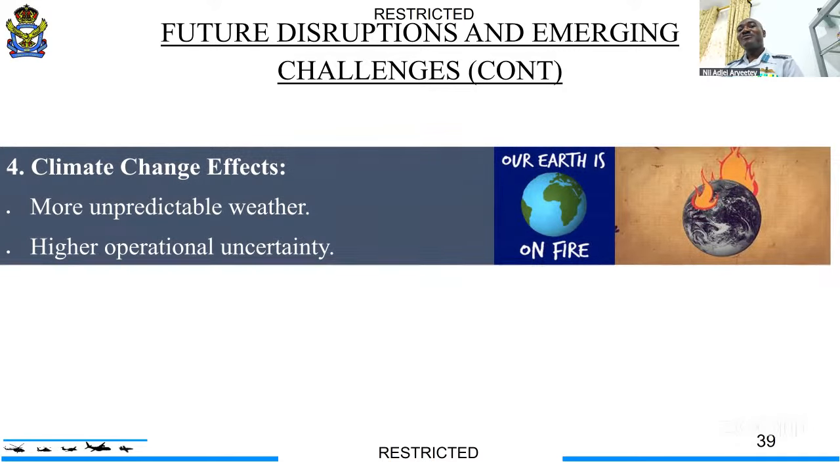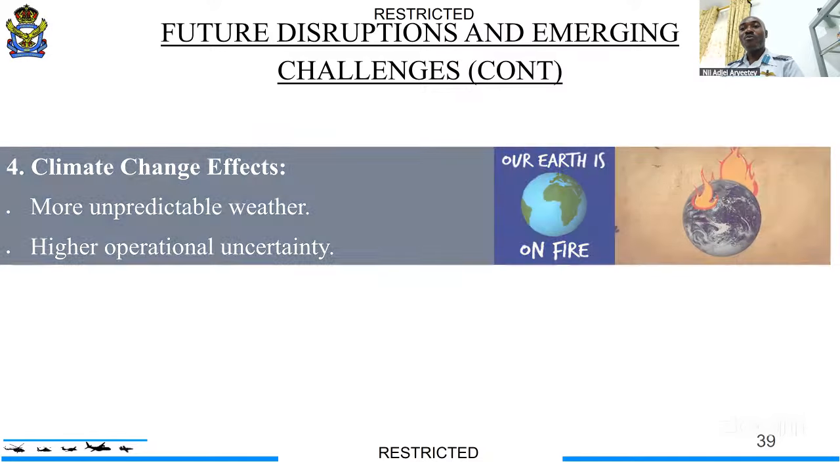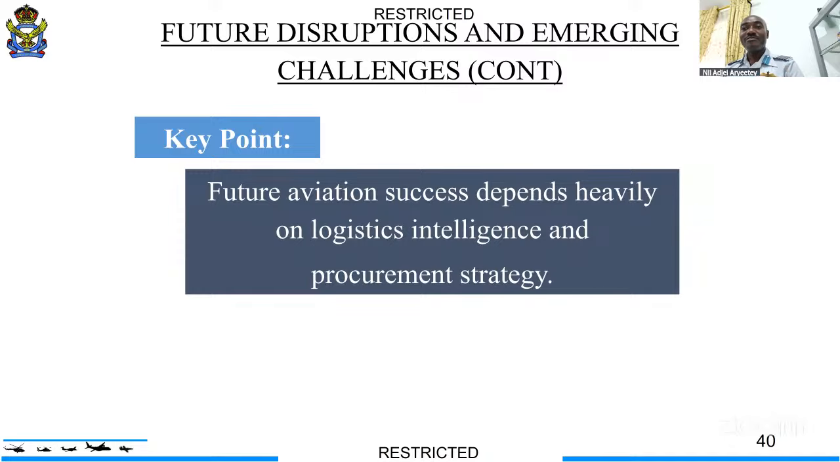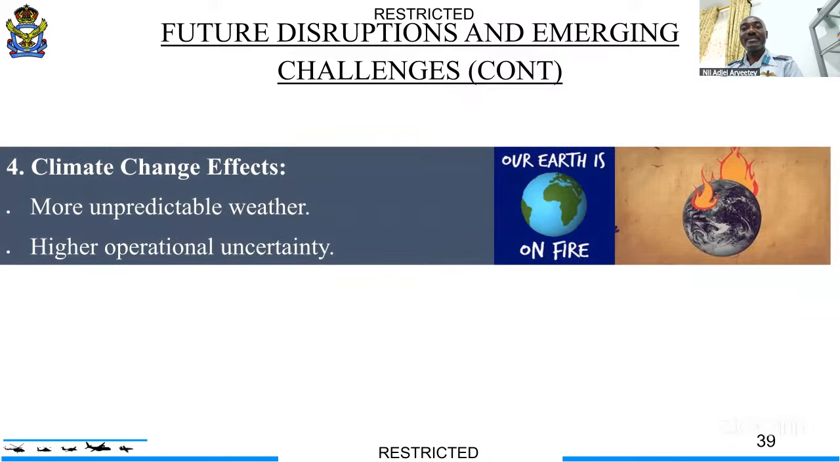Yes, we cannot talk about future disruptions and emerging challenges without mentioning global warming. Global warming is having a lot of effects on us. Currently, every country that buys an aircraft needs to build a hangar to keep the aircraft. In the days when we used to use virtually analog systems in the machine, no computerized systems, we used to keep our aircraft in the open air. But now, with the computerization and delicate machines used, every aircraft must be in hangars.